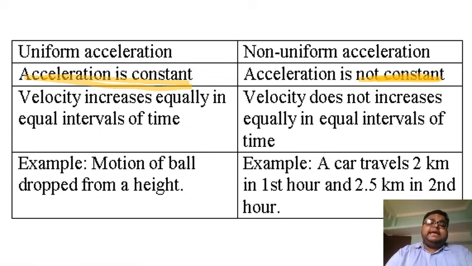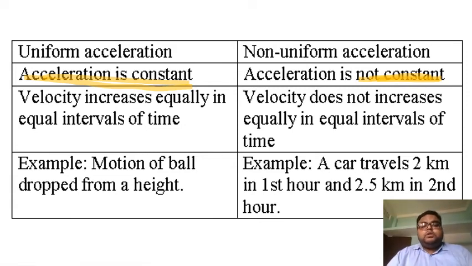In the case of uniform acceleration, the velocity increases equally in equal intervals of time. Suppose the velocity is increasing at the rate of 2 meter per second square, then the velocity will be increasing at 2 meter per second square in every section. But in the non-uniformly accelerated motion, the velocity does not equally increase at all the intervals of time. Sometimes it might increase at 4 meter per second square, or other times at 10 meter per second square. So this is the non-uniform acceleration.